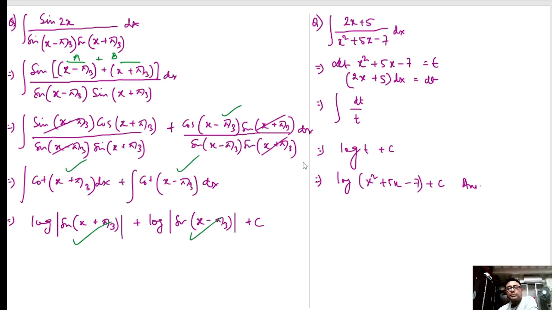Okay, friends. Next is this. So let x square plus 5x minus 7 equal to t. See, derivative of x square is 2x, 5x is 5, dx is dt. That means this part is actually dt. So dt, and the lower part we took as t. So log t, which is this.